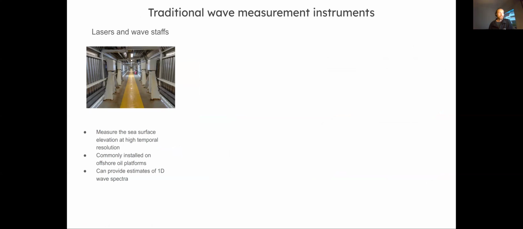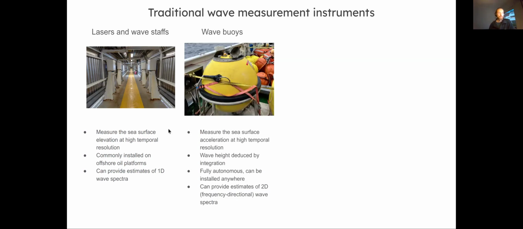So now I thought I'd briefly describe a few traditional wave measurement devices and what they're typically used for. A common instrument on fixed platforms, such as oil platforms, is a laser altimeter or some other kind of probe or a wave staff. These can typically operate at high temporal resolution, so they can resolve both individual waves and also wave spectra. But they can usually only measure a very small point on the sea surface and don't really give any information about the wave directionality.